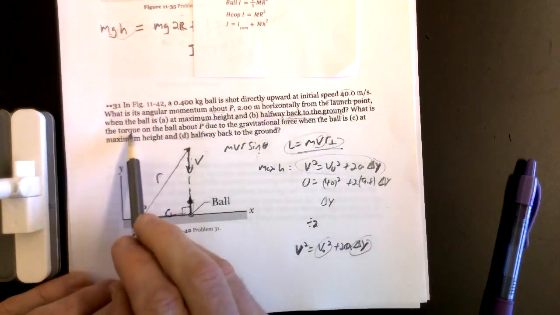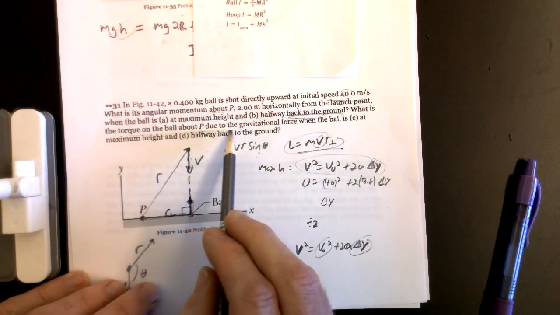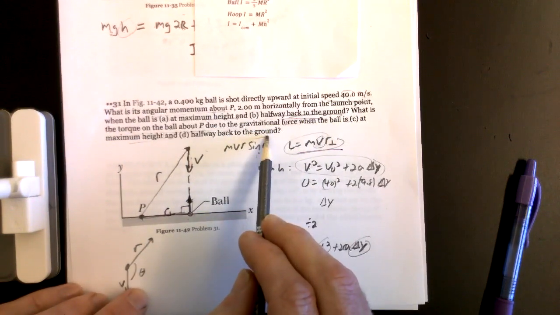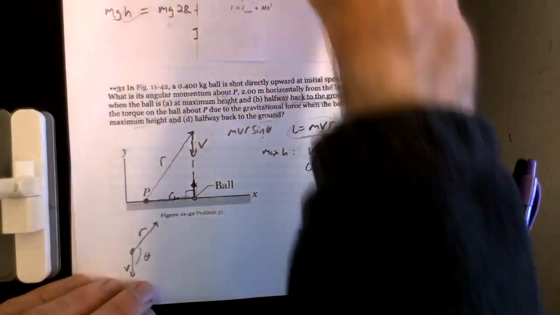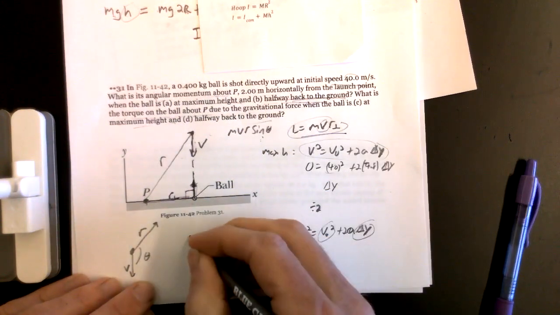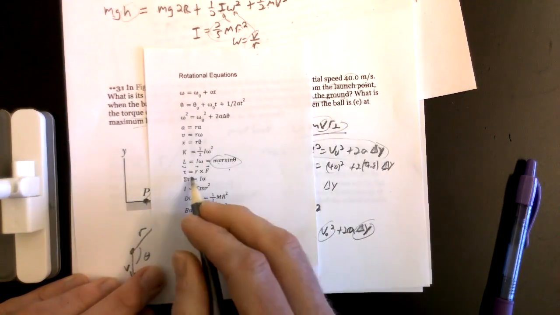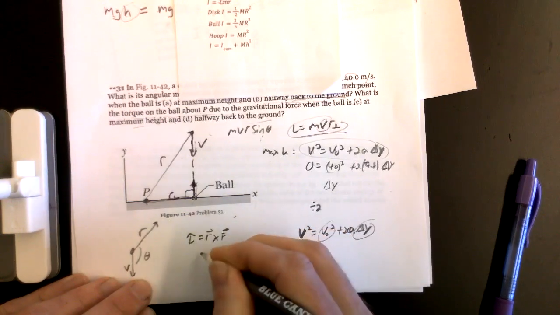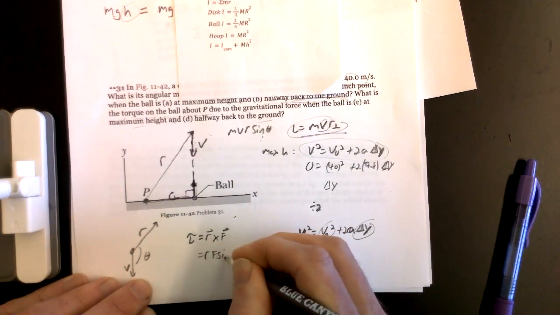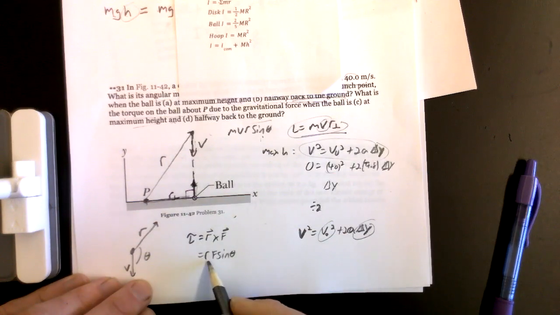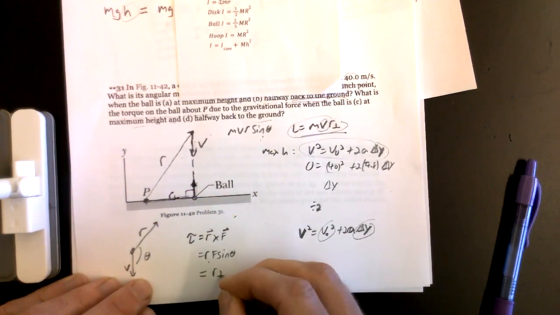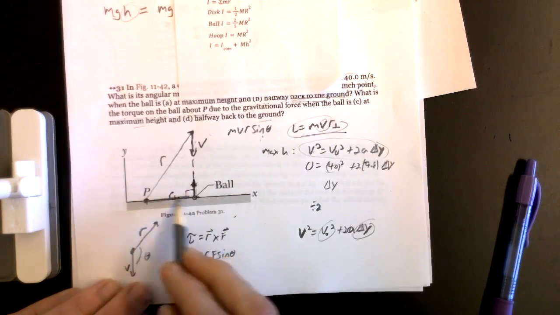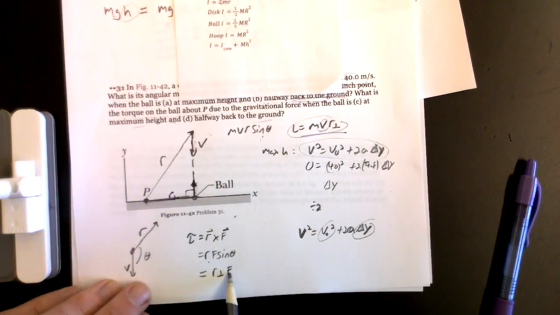Okay, what is the torque on the ball about p due to the gravitational force when the ball is at its maximum height and when it's halfway back down to the ground? This time I don't really have to worry about the velocity, so I'm just looking for torques. The torque formula is r cross F. That turns into rF times the sine of the angle between them. Once again, I could also write this as r perpendicular times F, which takes care of the sine theta. So I'm going to use this r perpendicular distance right here. And now I just need to figure out what the force is.